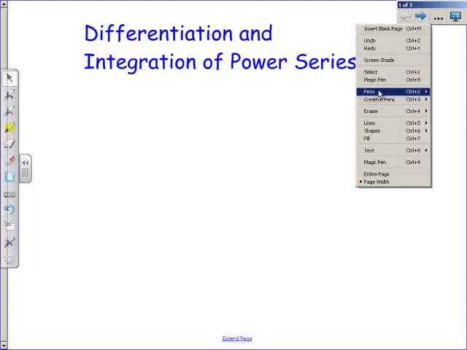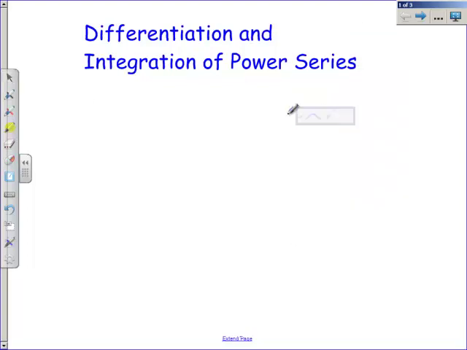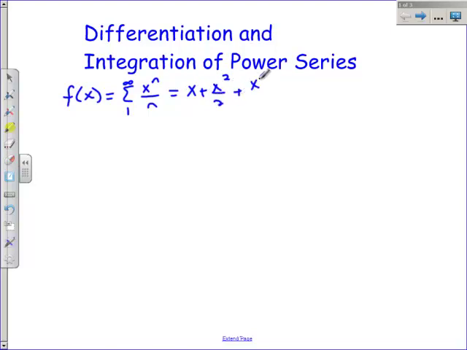So let's start with a blue pen, and let's start with a function that's defined as a power series, and I've got it as summation from 1 to infinity of x to the n over n. And of course, if we plug in 1 for n, you're going to get x, and if you plug in 2, you'll get x squared over 2. Plug in 3, you get x cubed over 3. You guys saw this on your quiz, by the way. Just not this exact question.